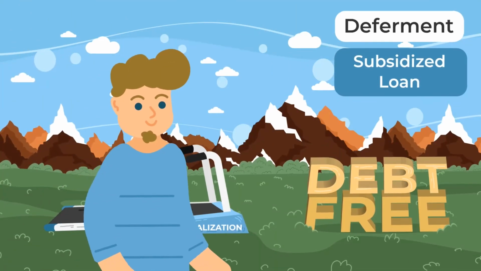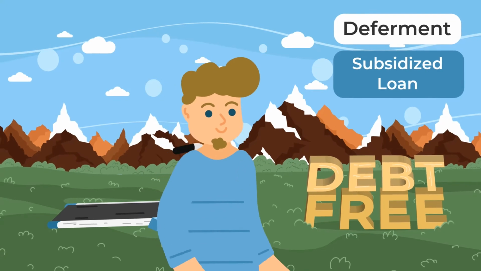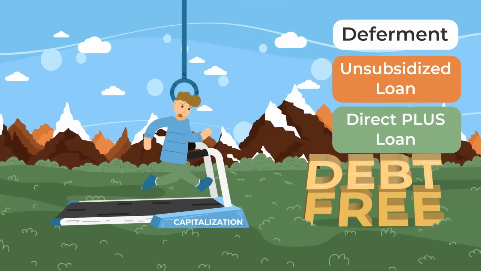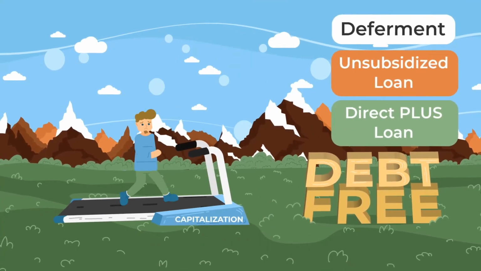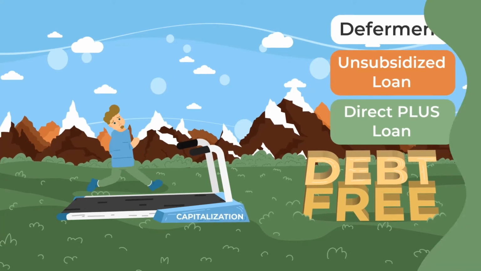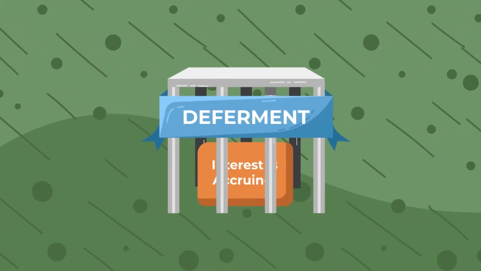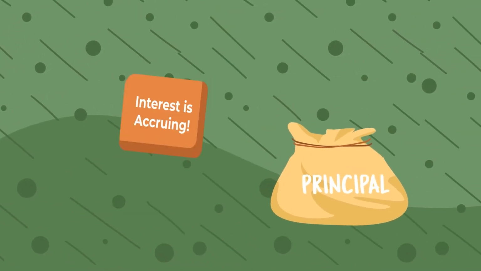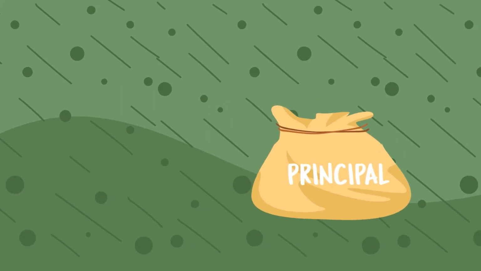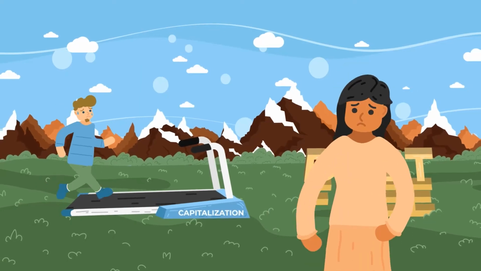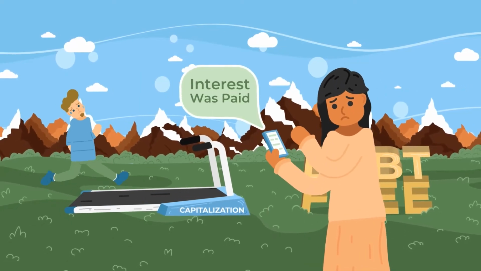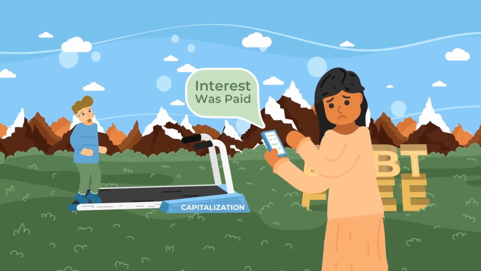Subsidized loans will not accrue new interest while in deferment, while unsubsidized and direct plus loans will continue to rack up interest charges. Deferment periods work just like grace periods in that any interest that has accrued by the end of the deferment period will be capitalized as soon as the deferment period ends. Fortunately, you can choose to pay the interest that builds up during these deferment periods to avoid this nasty capitalization.